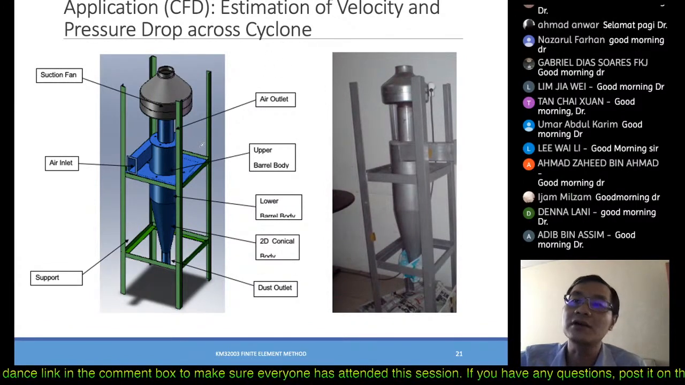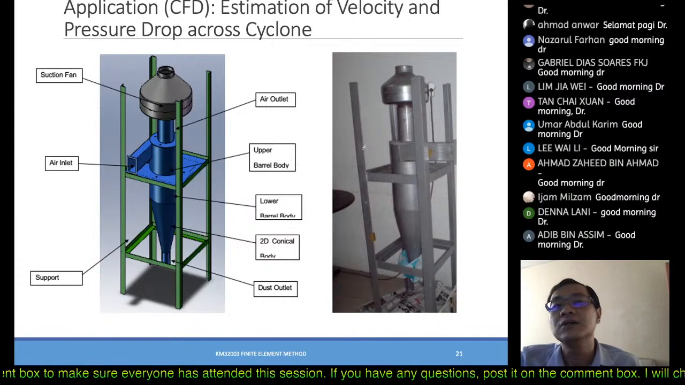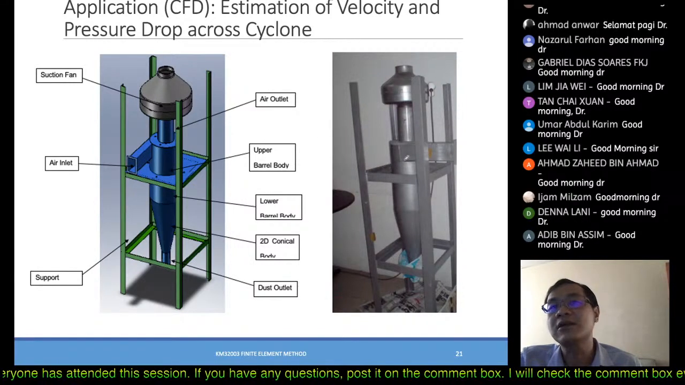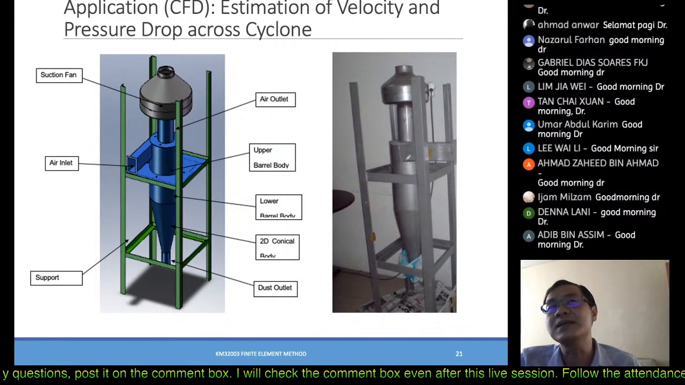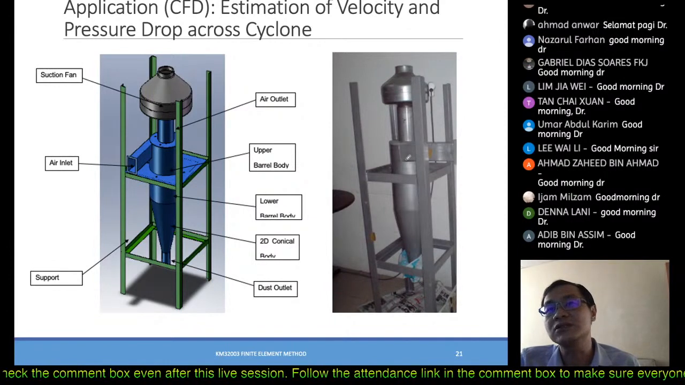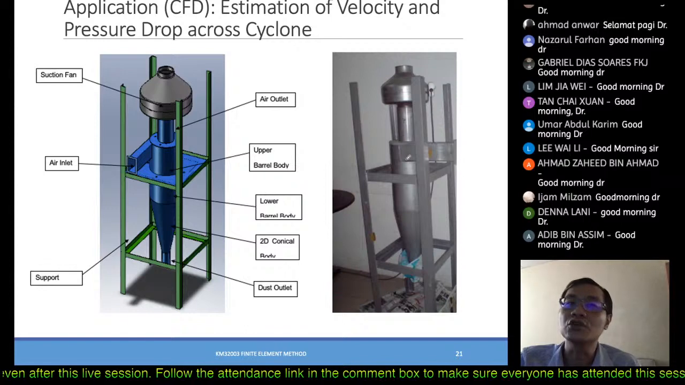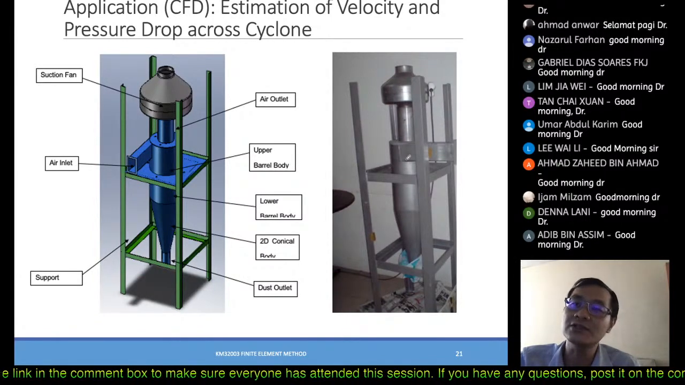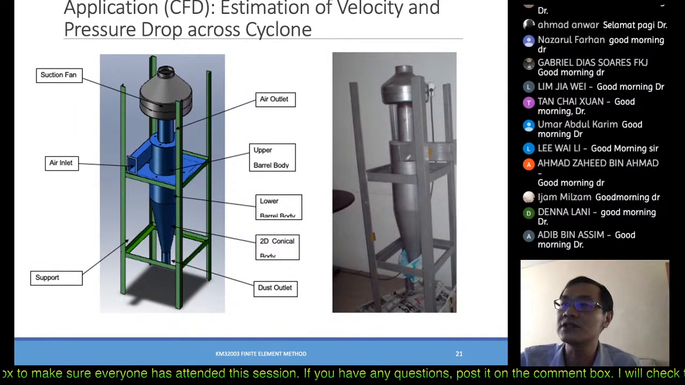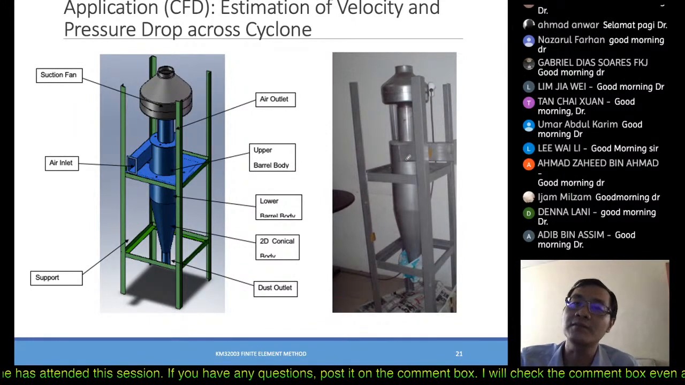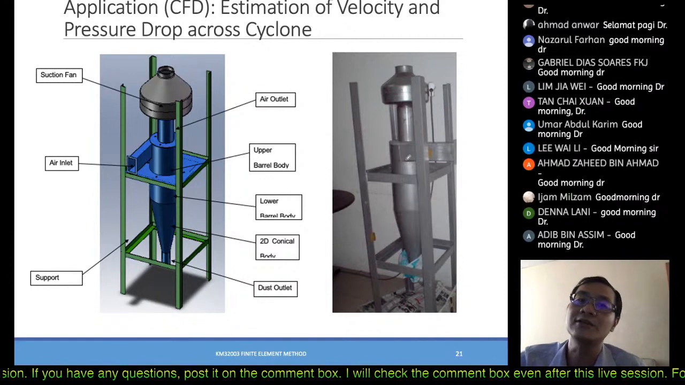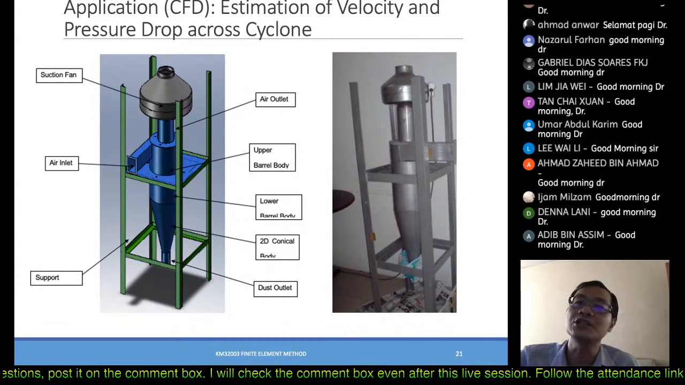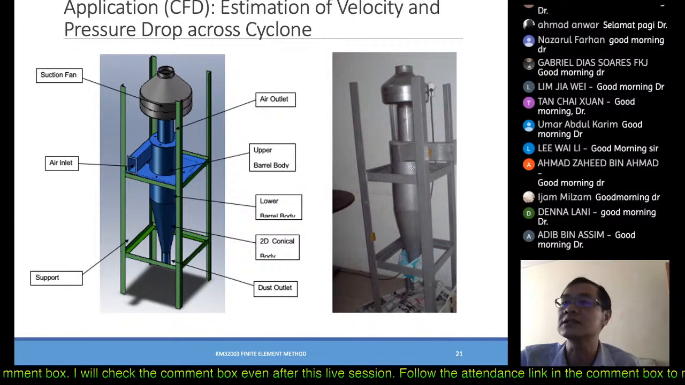Okay, so this is a cyclone test bed, where this cyclone is used to separate dust. The dust can be any particles in the factories, from the air. It has been used widely in factories, like the flour factories and so on, to separate the air from the particles that you intend to. So this is just an estimation of the velocity and pressure drop across the cyclone itself.